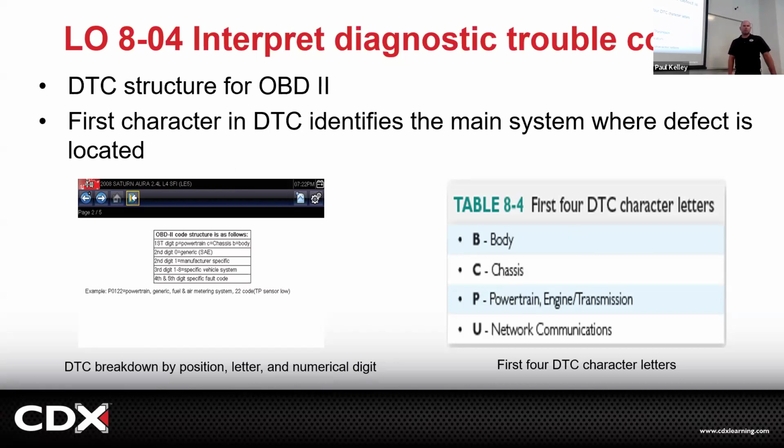Bingo. So actually you got a good example. We focus, this class is mostly about powertrain. However, because this is DTCs and onboard, the body has its own onboard. The chassis has its own onboard. We have onboard diagnostic systems running more than powertrain.